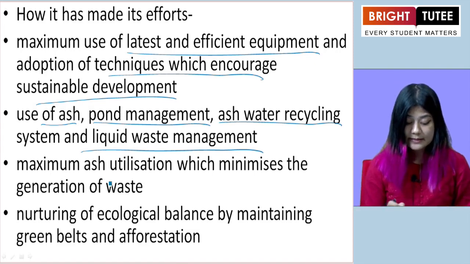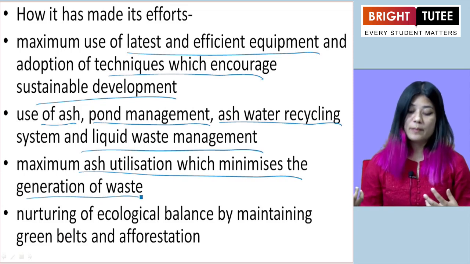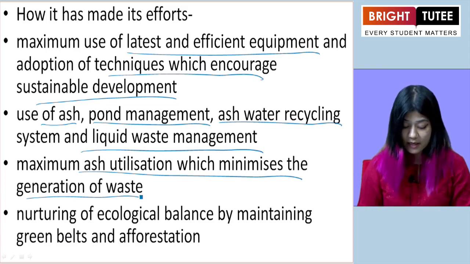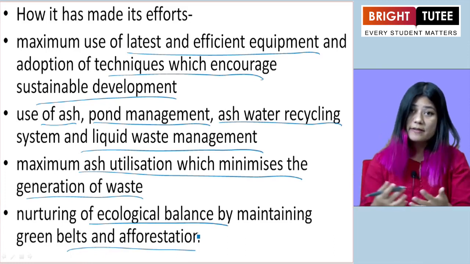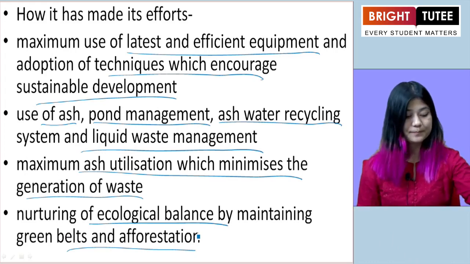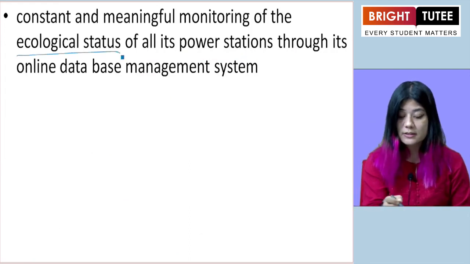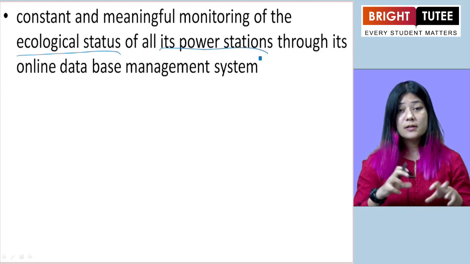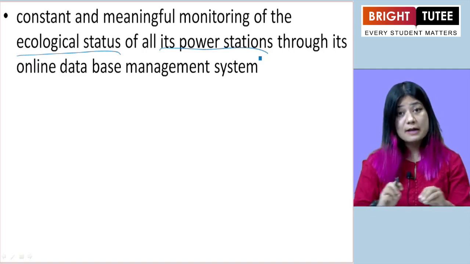Another point is by maximizing ash utilization, which minimizes the generation of waste. So the ash which comes out of the power plant is utilized in such a way that waste is not generated. Okay, by nurturing ecological balance, by maintaining green belts and afforestation in the surrounding areas of where these power plants or industries are built. And the last point is by constant and meaningful monitoring of the ecological status of all its power stations, by carefully monitoring and managing how the power plants and the industries are impacting the ecological environment surrounding the plant.